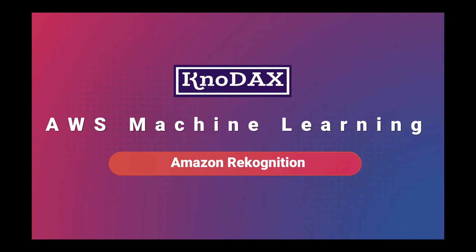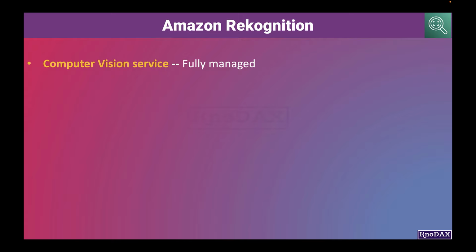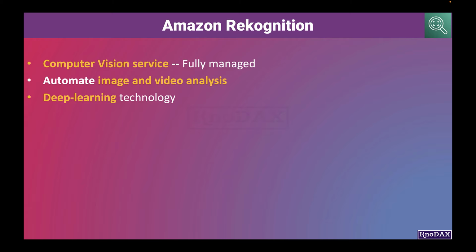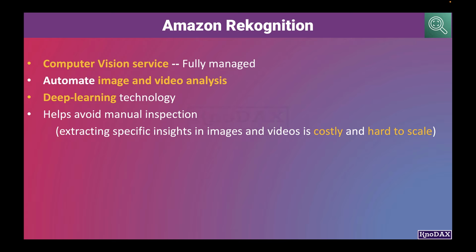This video is about Amazon Rekognition service. It is a fully managed computer vision service that helps automate your image and video analysis. It is based on deep learning technology, thus helps avoid manual inspection, as extracting specific insights in images and videos is costly, time-intensive, prone to error, and hard to scale.